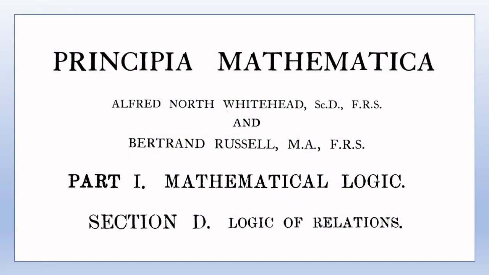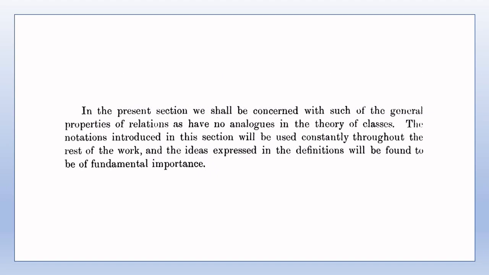Hello there, welcome to this video where we start to take a look at section D of part 1 of the first edition of Whitehead and Russell's Principia Mathematica. Section D is titled Logic of Relations, and on page 244 we read, "In the present section we shall be concerned with such of the general properties of relations as have no analogues in the theory of classes."